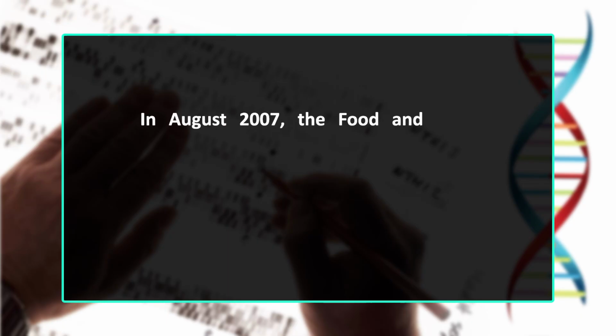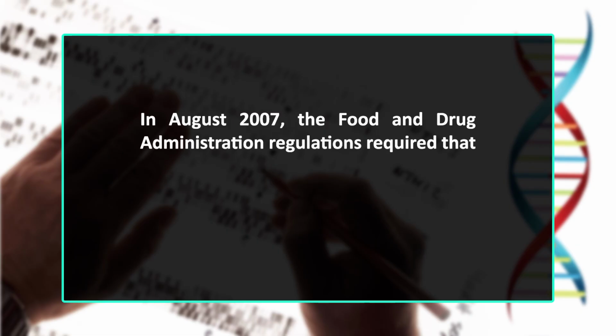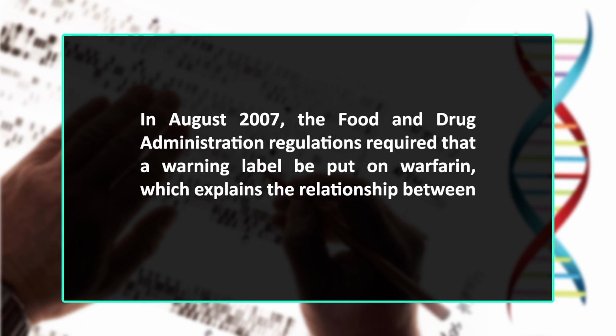In August 2007, the Food and Drug Administration required that a warning label be put on warfarin, which explains the relationship between genotype and warfarin clearance. So DNA markers have several applications, such as in epidemiology and food safety science, in DNA polymorphisms as ecological indicators, in evolutionary genetics, in population studies, and in determining evolutionary relationships among species.